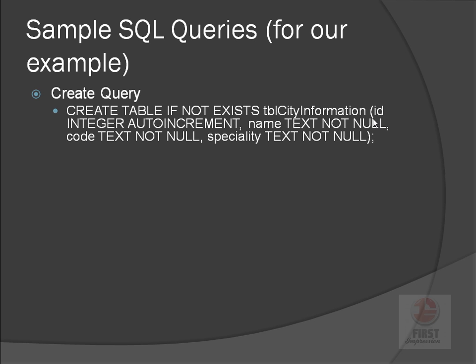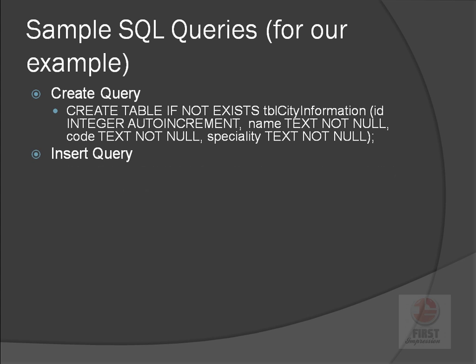This indicates that in our complete table we have 4 fields: ID, name, code, specialty. ID is of type integer, name is of type text, code is of type text, specialty is of type text, and all these are not null.